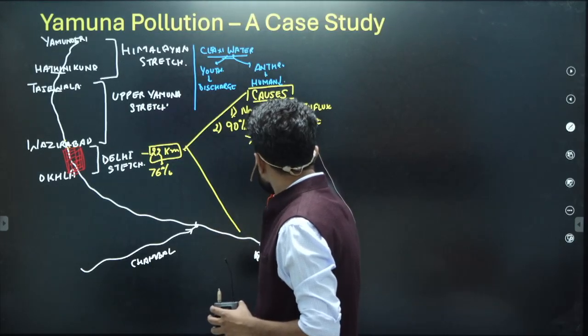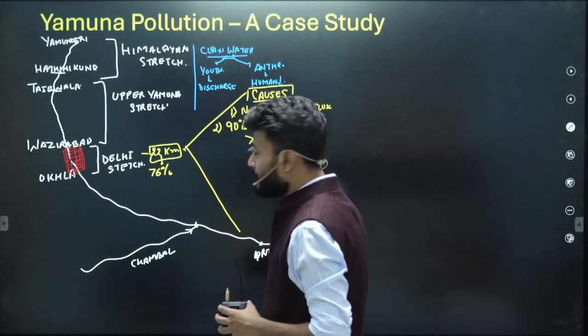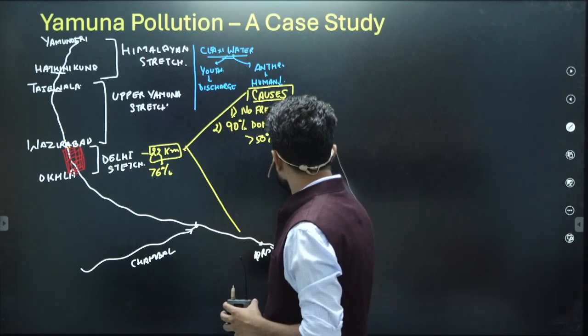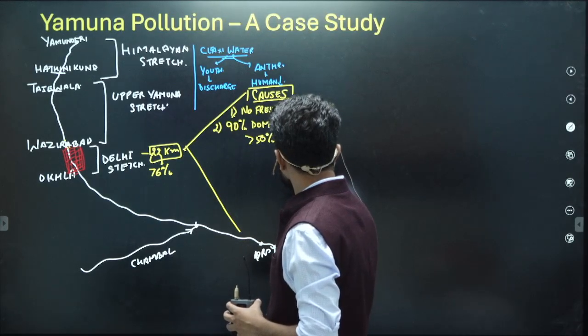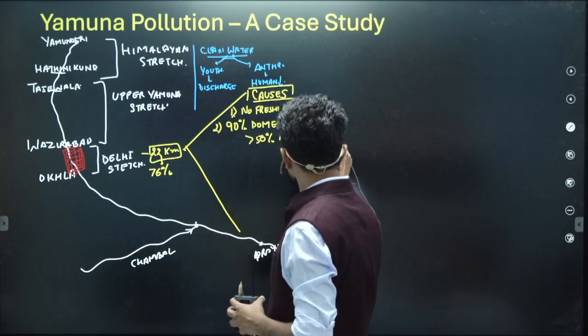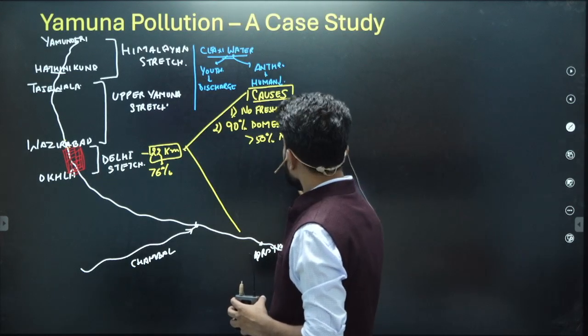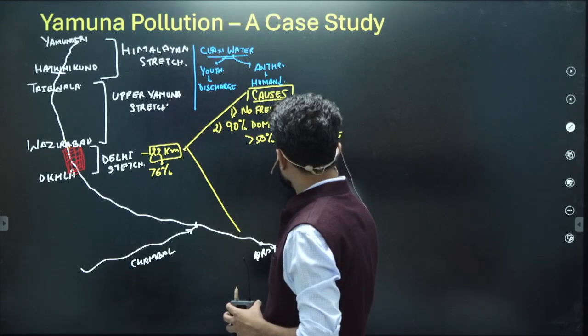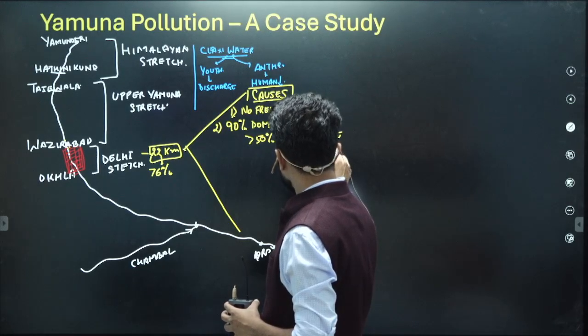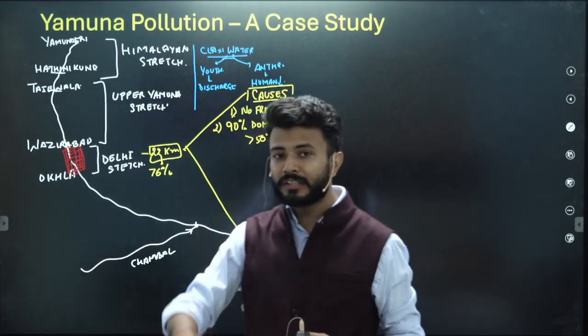Similarly, there is a report which says that more than 50% of the municipality sewage is not getting treated well. So untreated waste is getting into the River Yamuna.